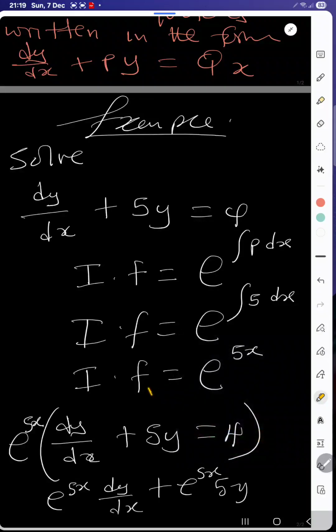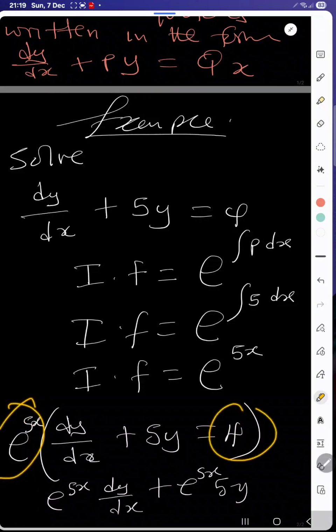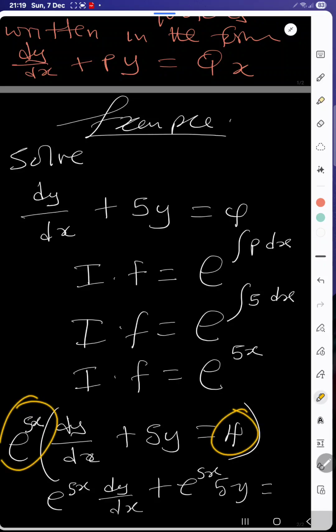I don't know if you've observed that. I've already multiplied this to this. I've also multiplied this to this. So we also need to multiply this to that. This means we are going to include our equal sign, and we also multiply e to power 5x times 4. We are going to get 4e to the power 5x.